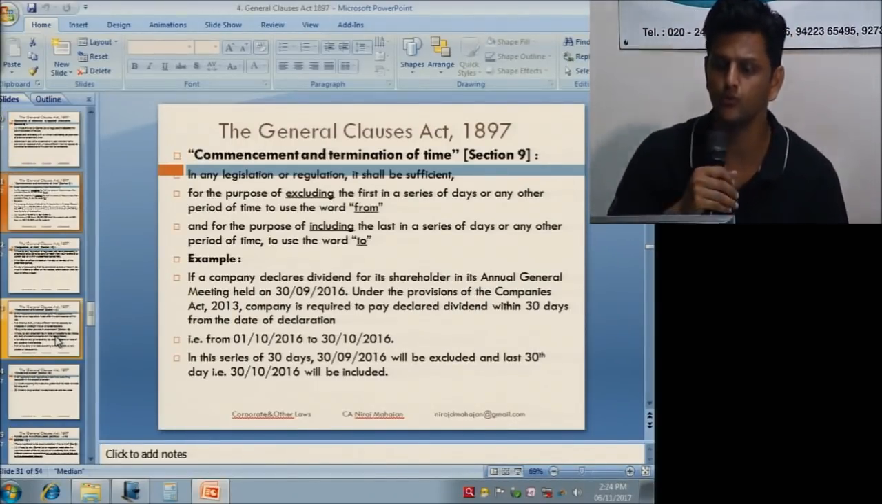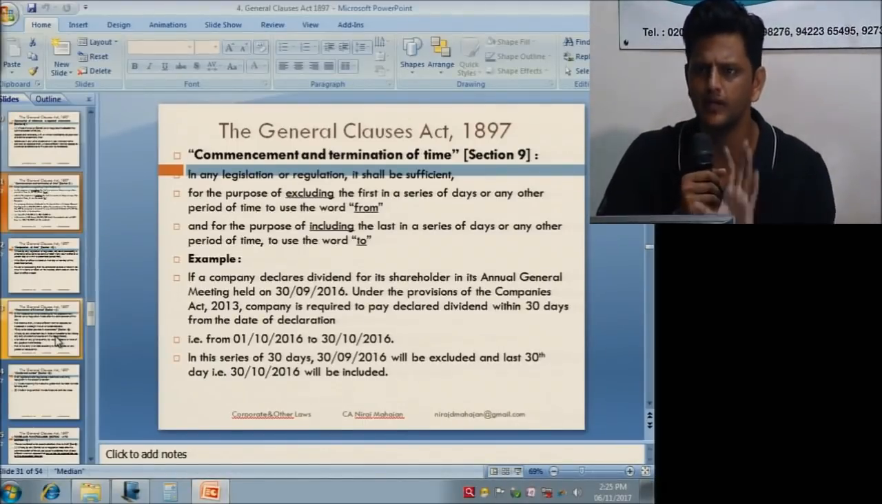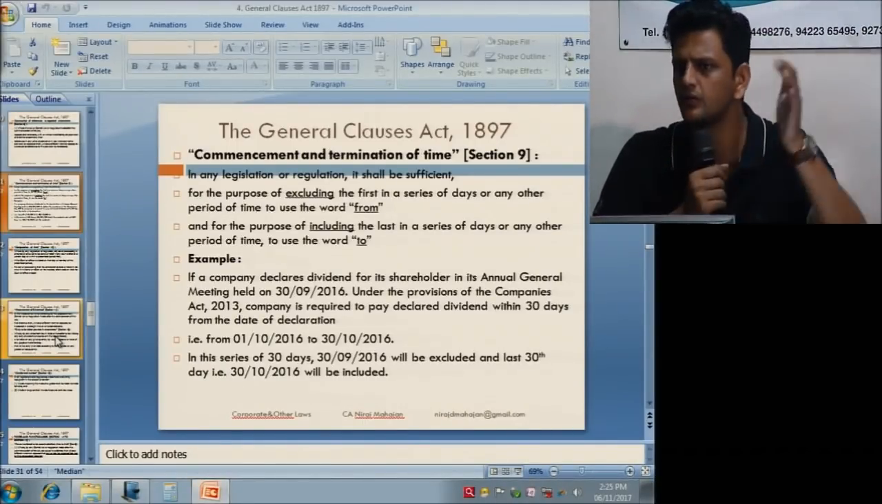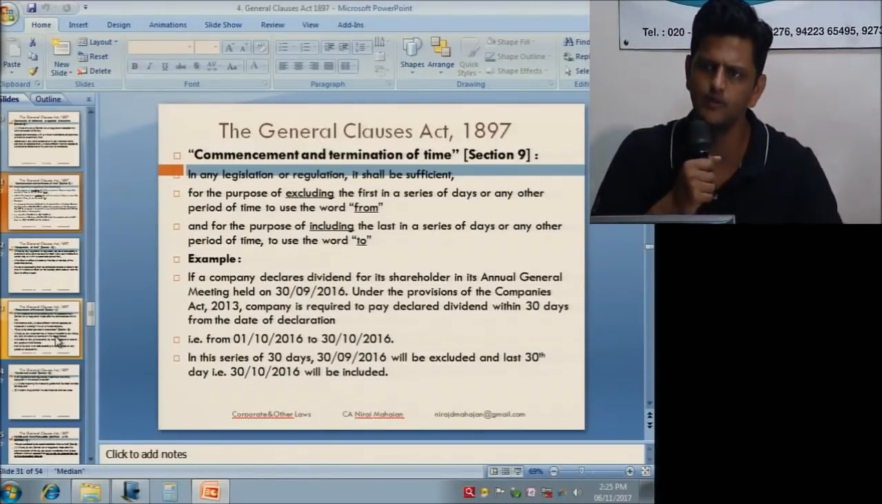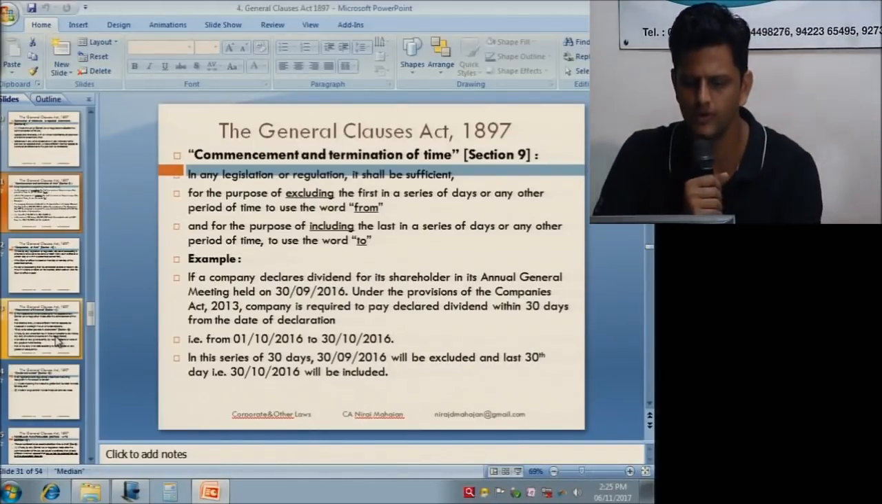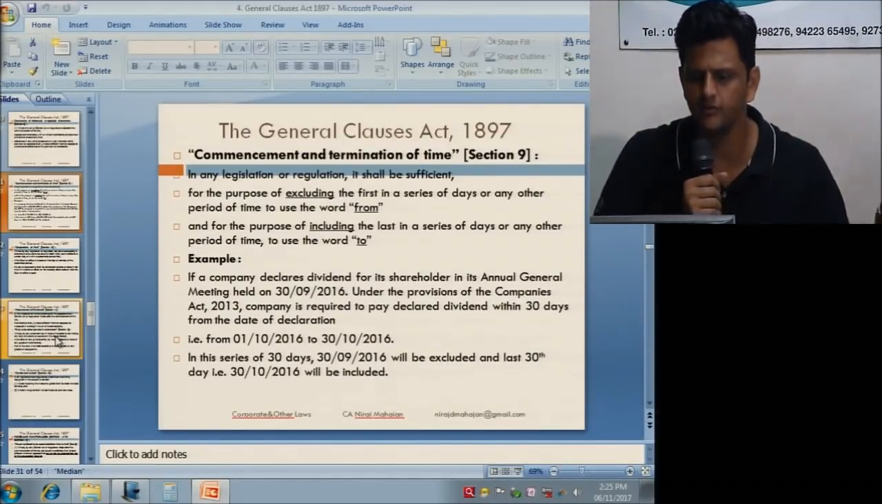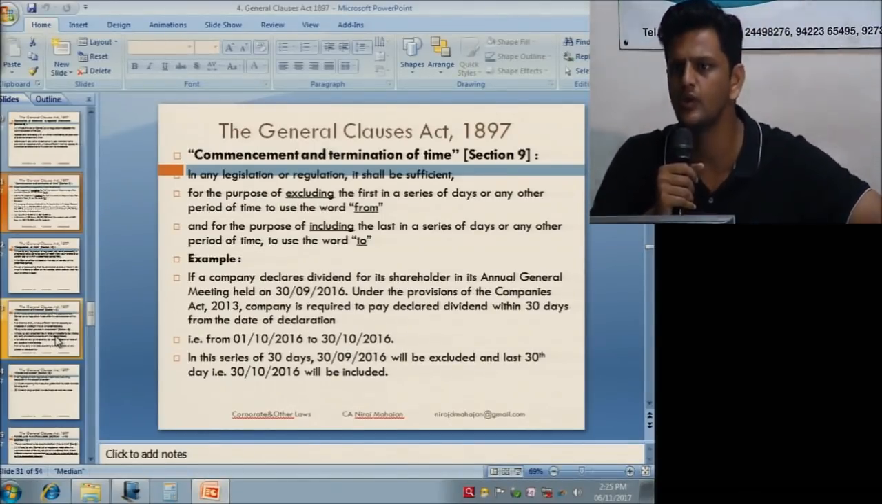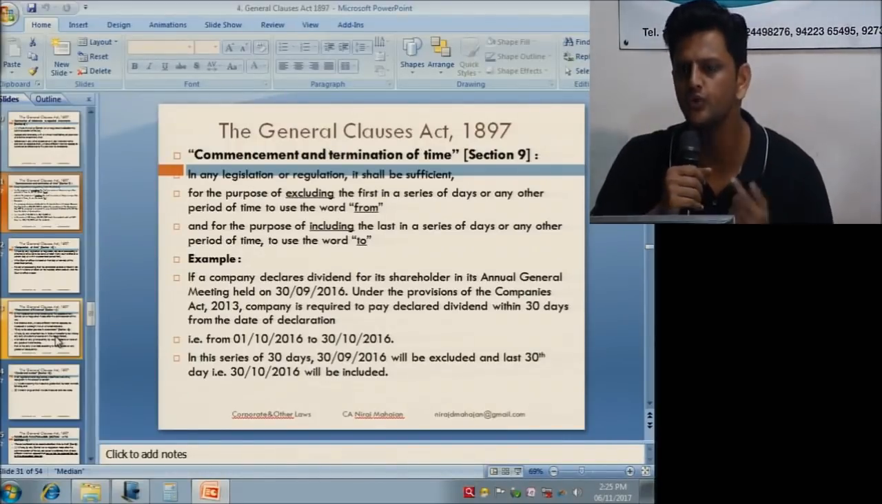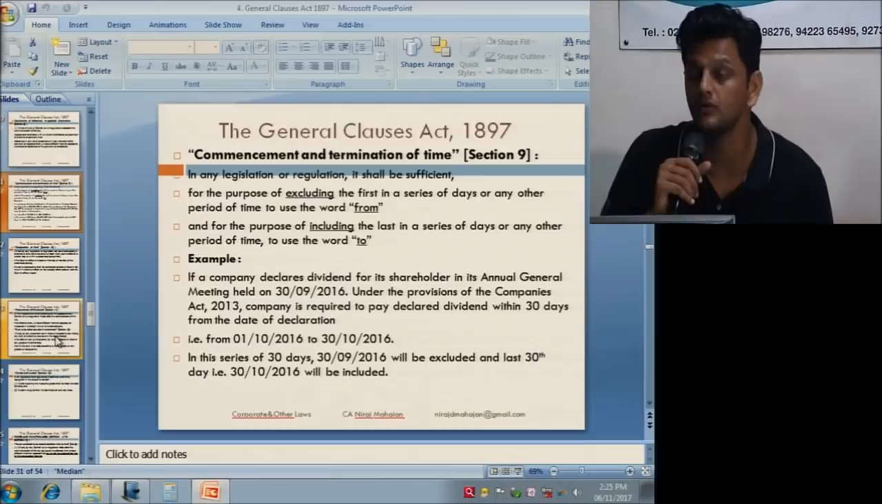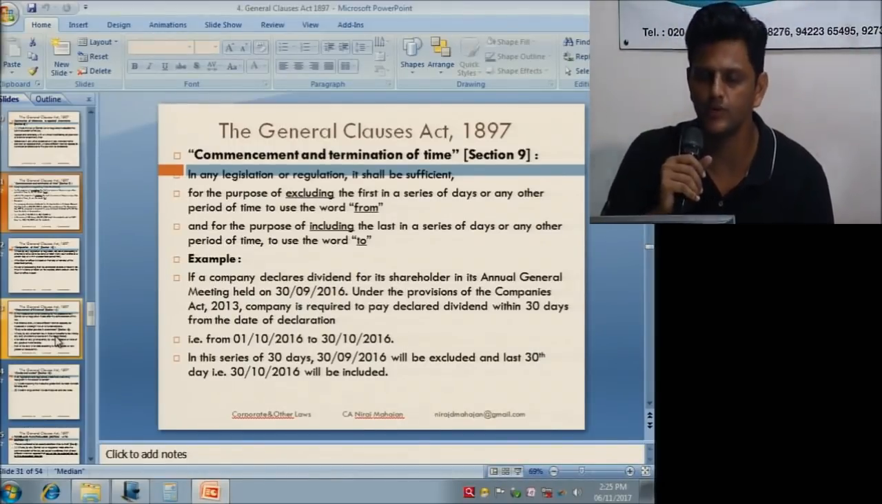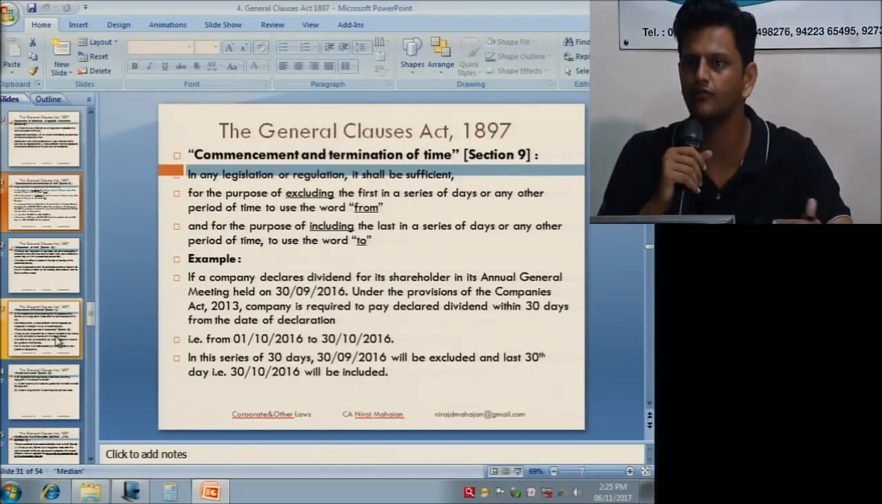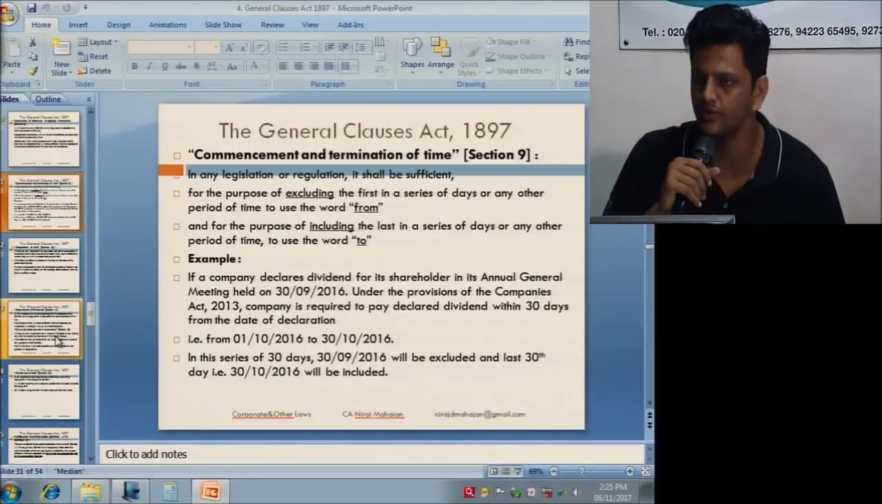Commencement and termination of time. That means a time period, from date to date. In that case, we include some days and exclude some days. For example, if a company declares dividend for its shareholders in its AGM held on 30th September, as on the date of AGM you have declared the dividend. You have to pay within how many days? Under the Companies Act, 30 days. Will you calculate 30 days from 30th September? No, you will calculate from the next day. That means the day of declaration is not taken into account.